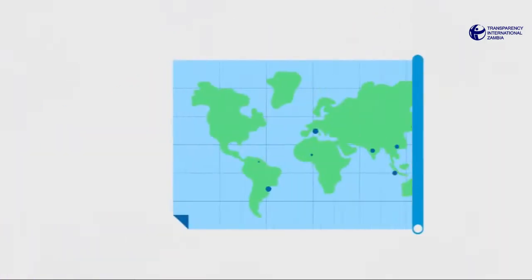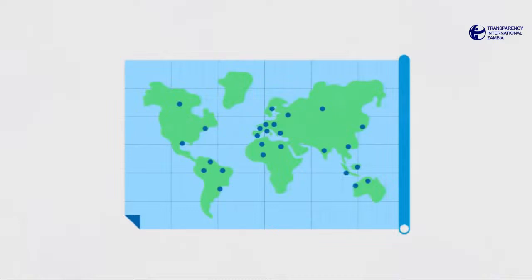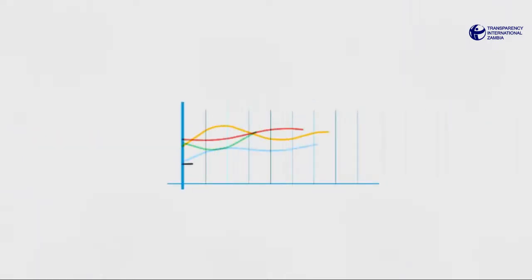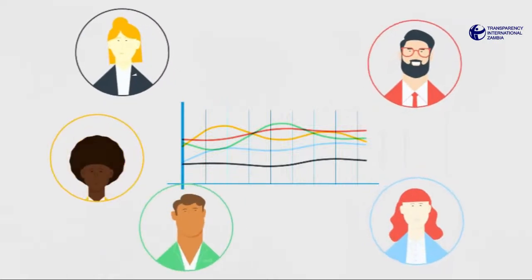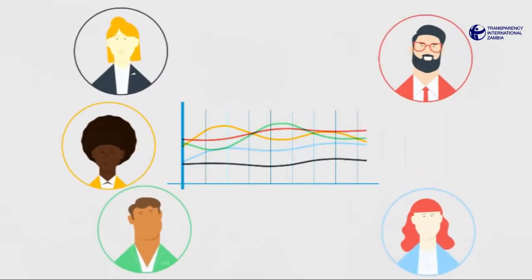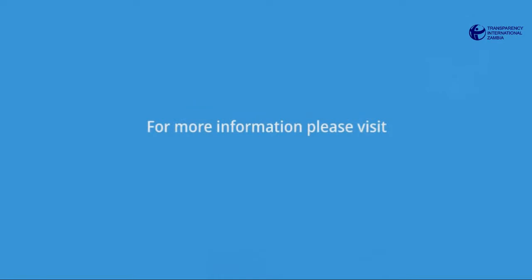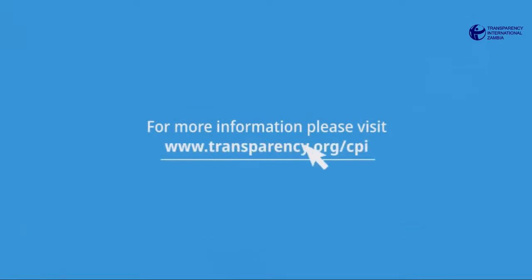Ultimately, the CPI is the most widely used corruption measurement indicator due to the wide global coverage, the increased reliability which comes with combining different sources, and the fact that it reconciles different points of view on what constitutes public sector corruption. For more information, please visit www.transparency.org/CPI.